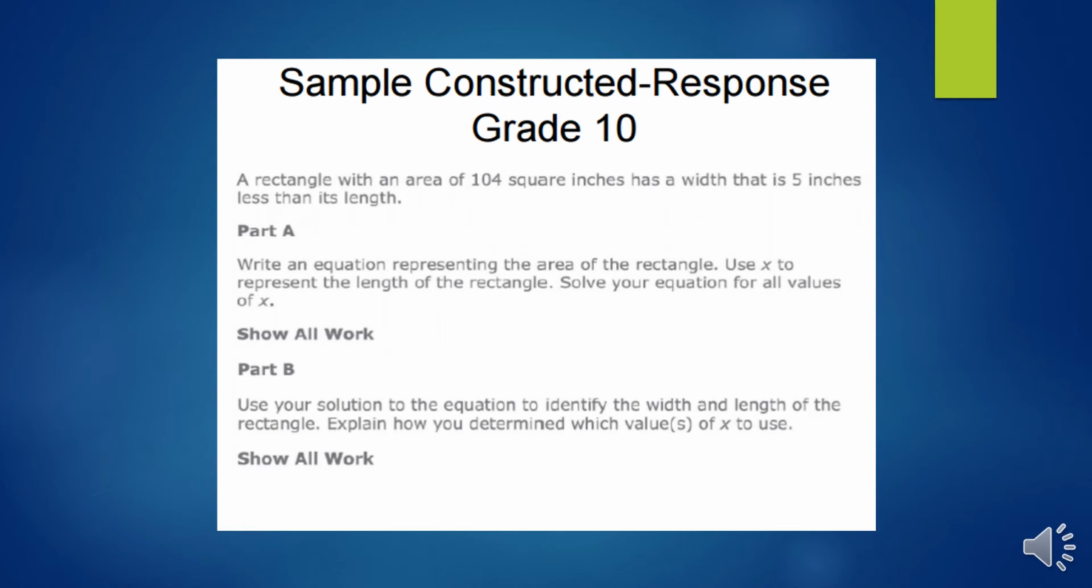So this question is asking us to first write an equation telling us how we could find the length and width of this rectangle. And part B asks us to use that solution to actually identify them. So go ahead and solve for the width and length of the rectangle. And we need to explain how we decided what values to use for the length.